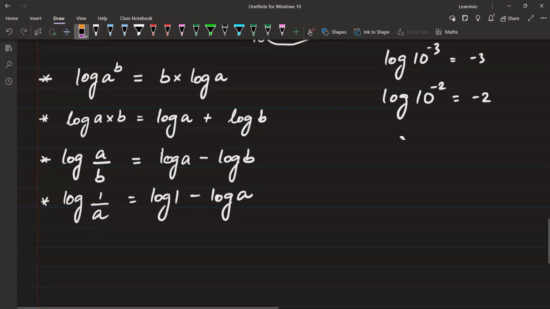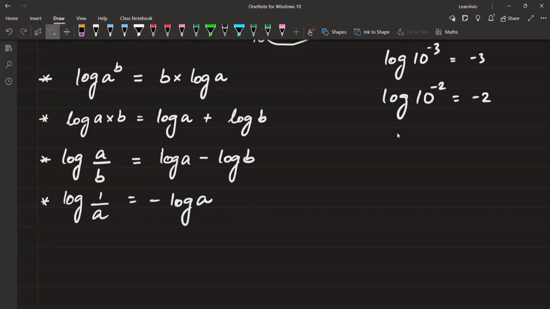0, right? Because 10 to the power what will be equal to 1? 10 to the power 0 will be equal to 1. So if I do 0 minus log a, it is basically minus log a only. What do you think? Make sense? Yes or no? Please tell me. Yes, sir.